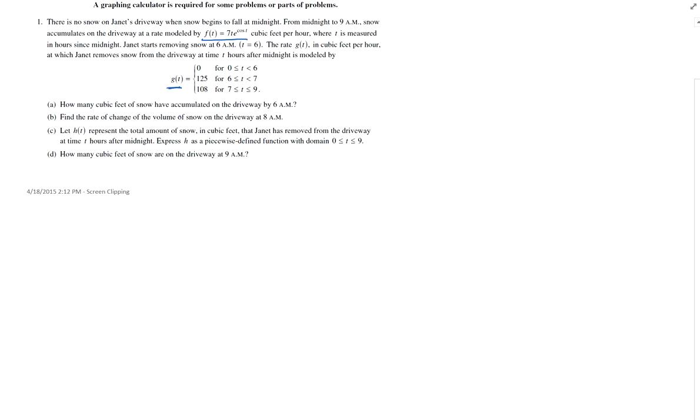How many cubic feet of snow have accumulated on the driveway by 6 o'clock? So before she starts shoveling. Well, they give us a function in cubic feet per hour of how much snow is accumulating, and I want to know how much snow there is on the driveway. So remember, we talked about this, and this comes up a lot. This is the most common use of integrals, probably, when we have cubic feet per hour, and then this is hour. So whatever this might look like, the area under the curve is going to represent cubic feet per hour times hour. This is going to represent cubic feet.